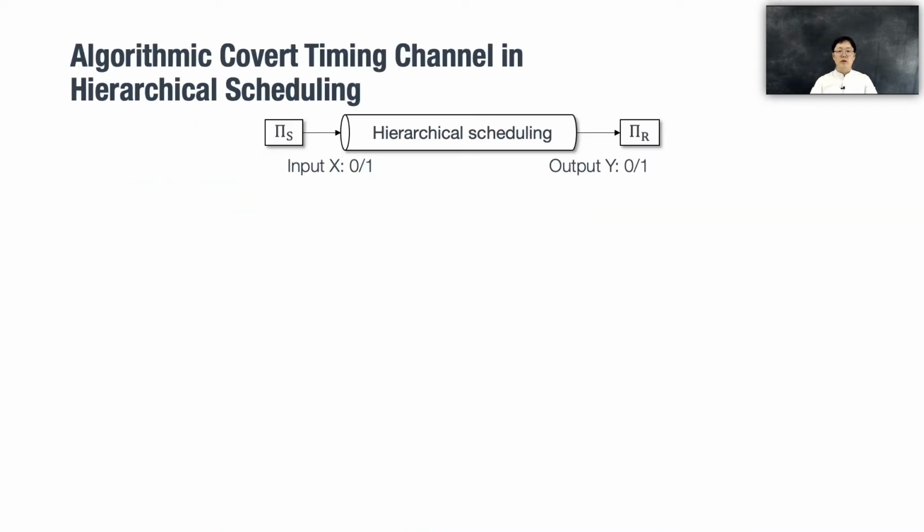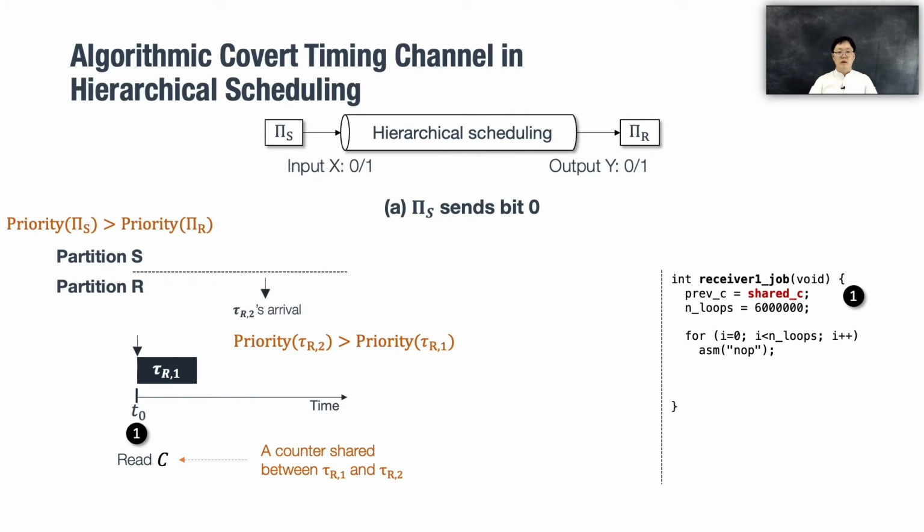So how can a non-static partitioning be exploited as a covert timing channel? Let's consider two partitions, sender and receiver. The sender wants to signal 0 or 1. Here, the sender partition has a higher priority than the receiver, and the receiver partition has two tasks, R1 and R2, and these two tasks share a counter C. And R2 has a higher priority than R1.